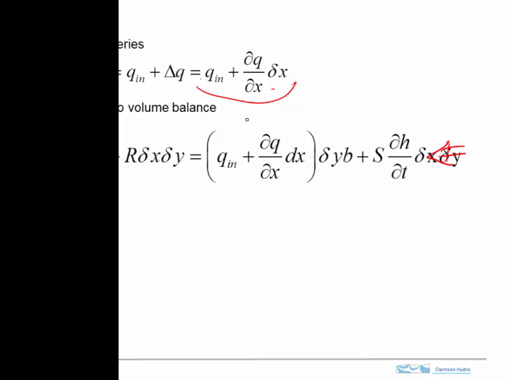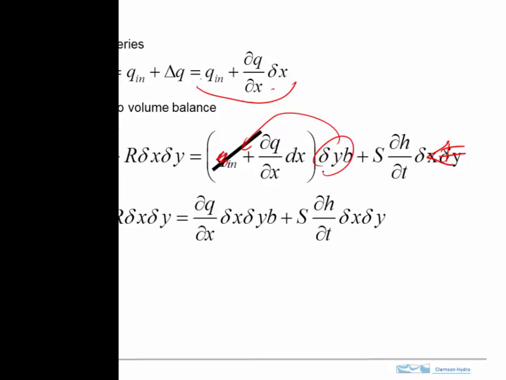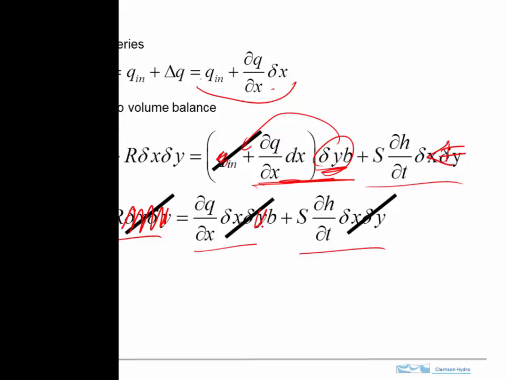All right, so now I can cancel out this q in with that. So this goes and this goes. And then I'm going to take this and multiply through. So that term is right here, this is right here, and that is right there. Then we can continue to cancel out these delta x, delta y. They appear in all the terms like that. And that leaves us with this.